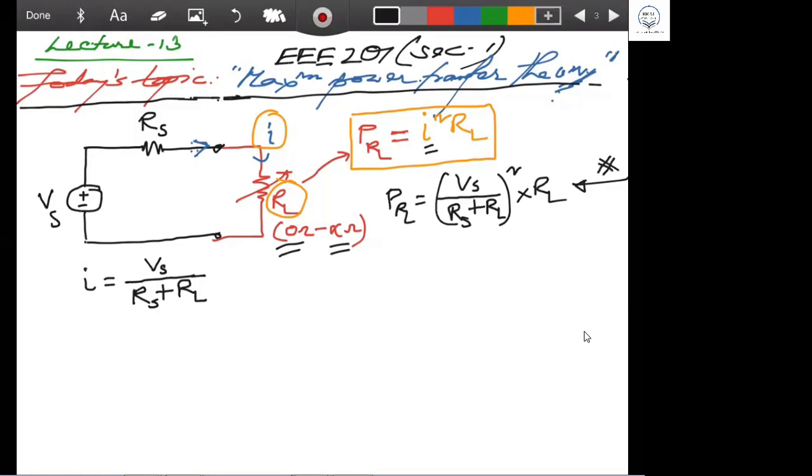Okay. Now, if I say that the load is minimum at RL equal to 0 ohm, can anybody tell me what will be the PRL?